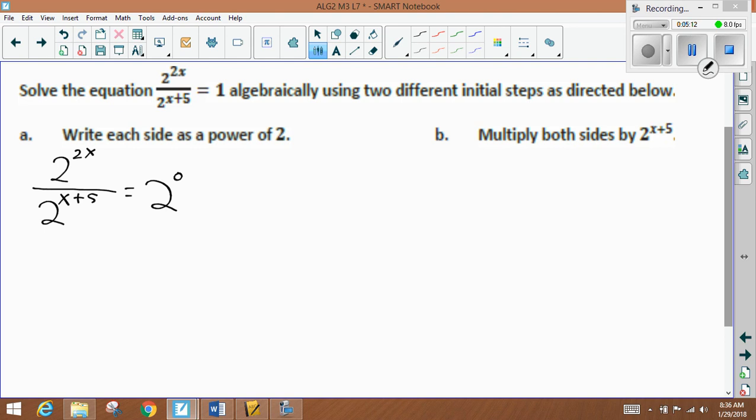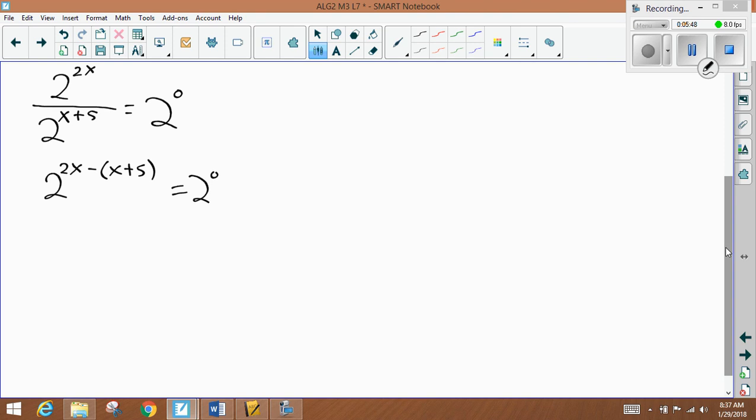So my properties of exponents tell me that this whole expression over on the left is the same thing as 2 to the 2x minus x plus 5, right? I'm subtracting my exponents. I'm allowed to use that property of exponents. It says that if I have a to the m over a to the n, that's equal to a to the m minus n. So I'm going to go ahead and distribute that exponent.